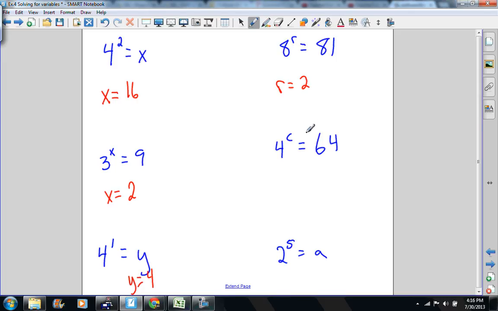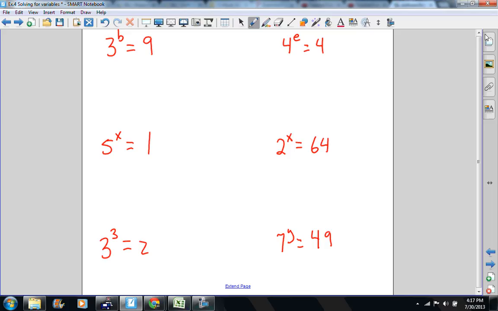4 raised to the c, this is where it gets a little bit tougher, is equal to 64. Now, for our other examples, it's always been 2, but that doesn't work because 4 squared is equal to 16. But 4 cubed is equal to 64. Therefore, c is going to be equal to 3. And down here at the bottom, 2 to the 5th equals a. Well, that's 2 times 2 times 2 times 2 times 2, which is 4, 8, 16, 32. So a equals 32.